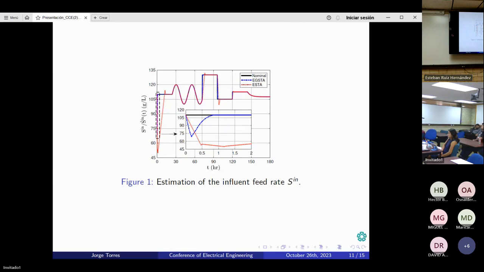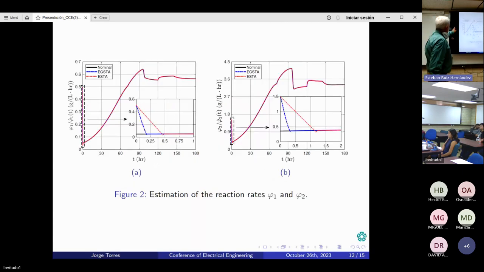Will I also estimate the first reaction rate? Yes. Also in this zone we can appreciate the difference in the response time. Both of them are robust because this is the perturbation we put in the input. And this is the second reaction rate.